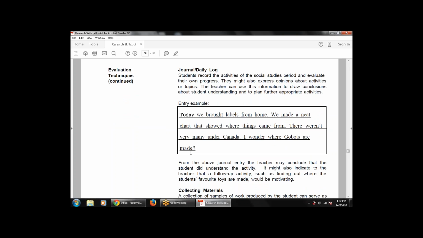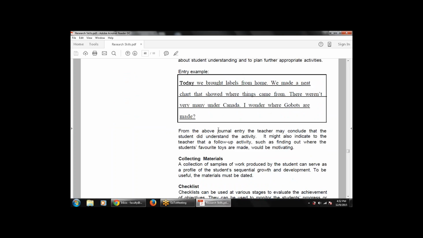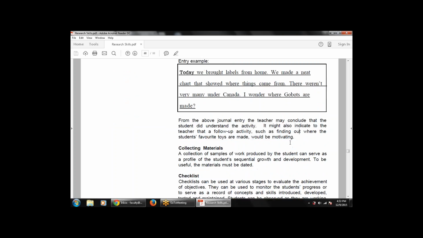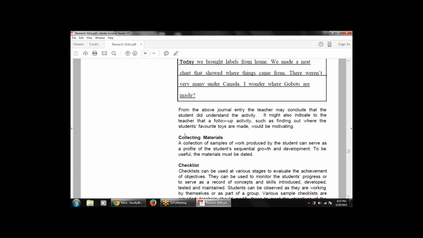So this is a self-evaluation, that is they carry out the activities of the social science period and evaluate their own progress. From the above journal, the teacher may conclude that the student did understand the activity. It also indicates that the student will follow the activity, which would be motivating.